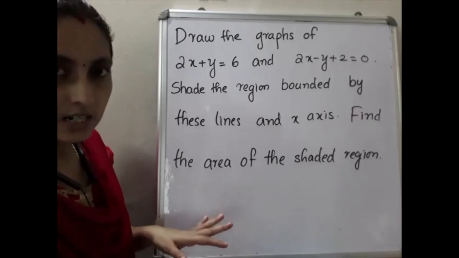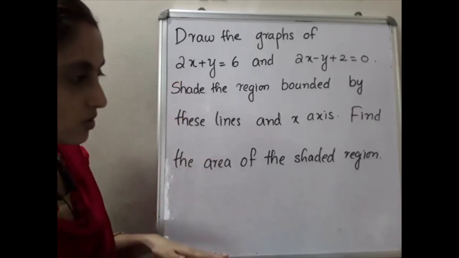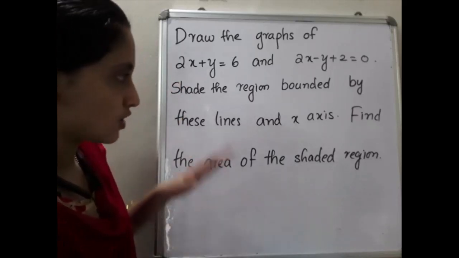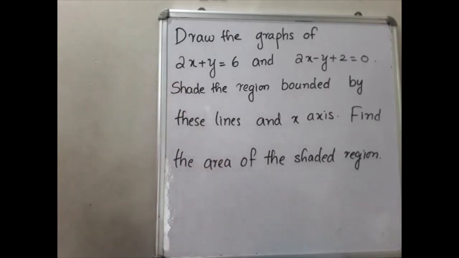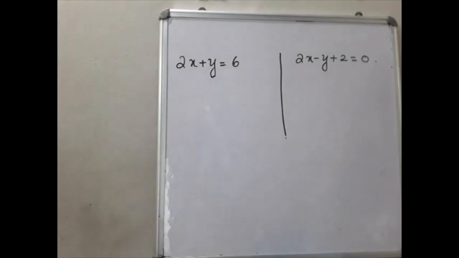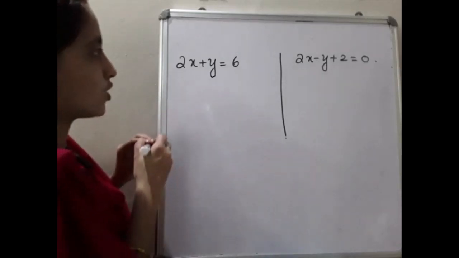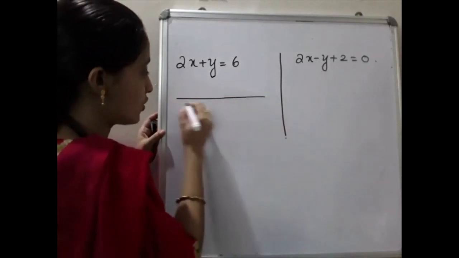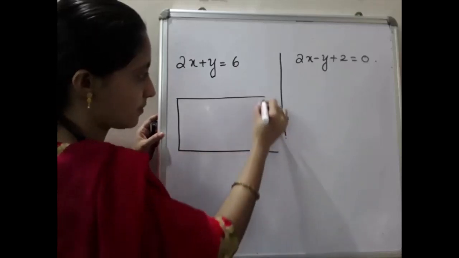Shall we start? Yes, please write down the question. Please write down the question first. Yes, these are our equations. That is 2x plus y is equal to 6. So first you have to draw the box.